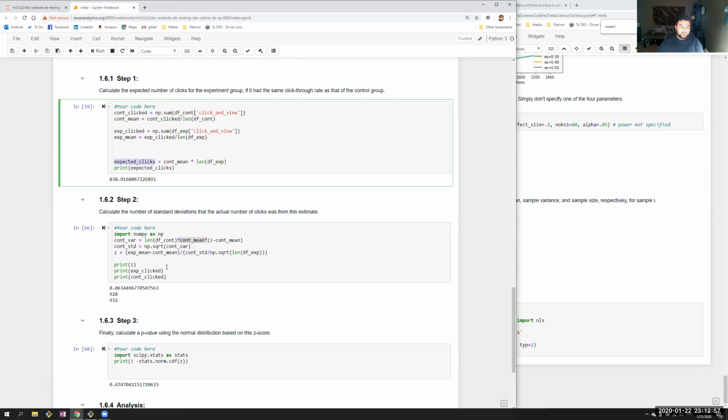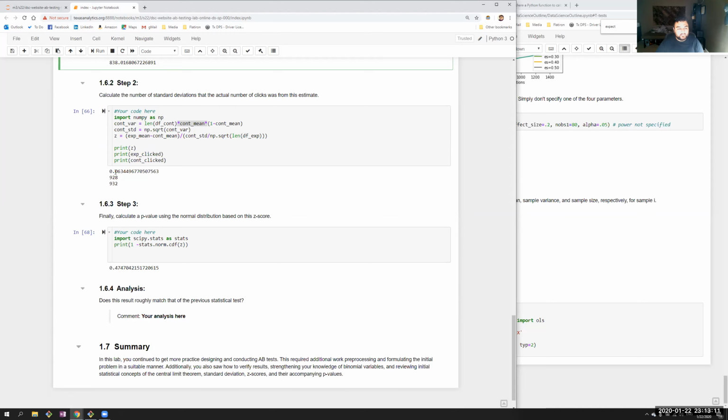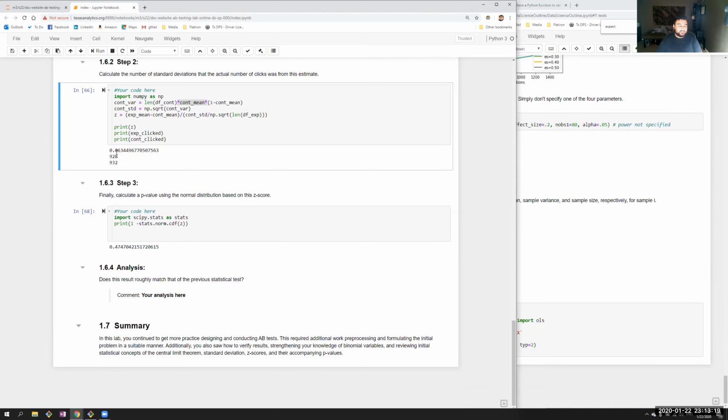But what I got was when I just calculated the z-score by subtracting the control mean from the experimental mean. That's the z-score, the number of standard deviations ostensibly from the mean that the new mean is. So that means it's that much higher than the number of expected clicks and the control clicks. But that doesn't really mean anything because they're from different populations.